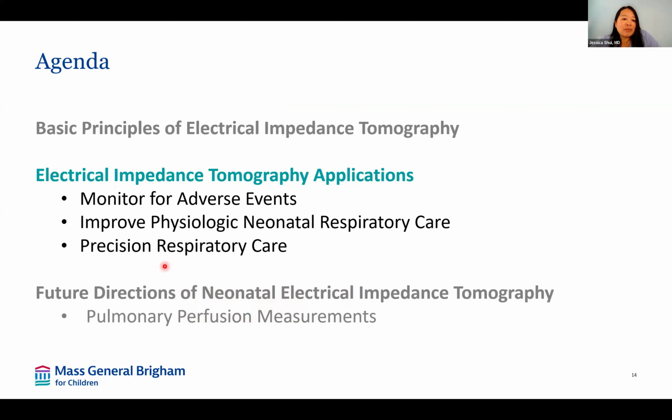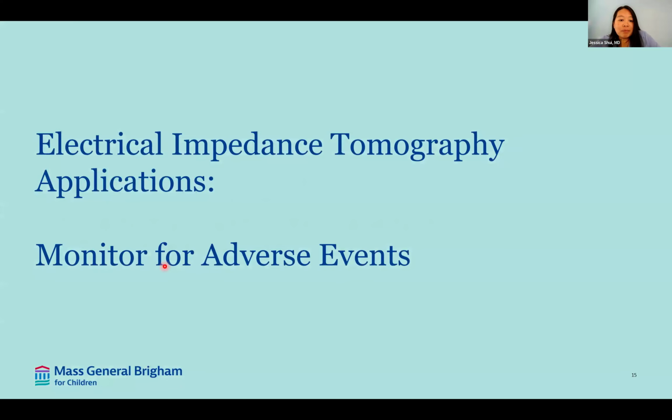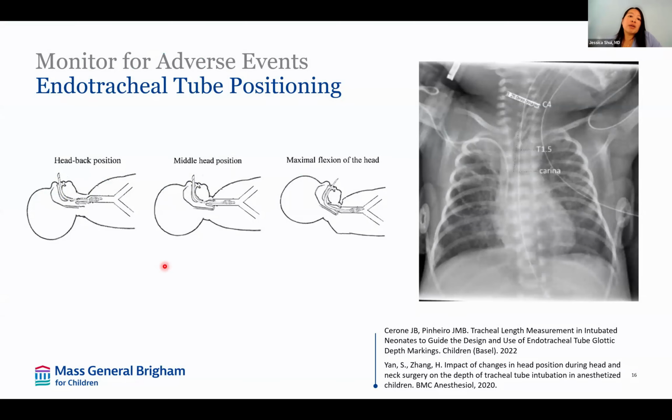Next, let's get into different applications of EIT. What about monitoring for adverse events? One of the real struggles at the bedside in neonatology for intubated patients is having the perfect endotracheal tube positioning, because for those of you who work in the unit, you know that if a baby has an extension of the neck, it could be close to being extubated, versus if you have a lot of flexion, you can end up with a right main stem intubation.